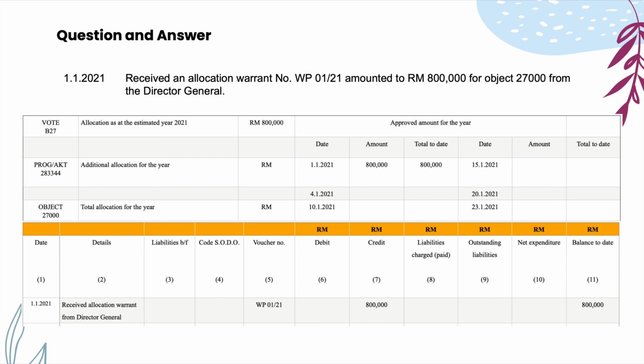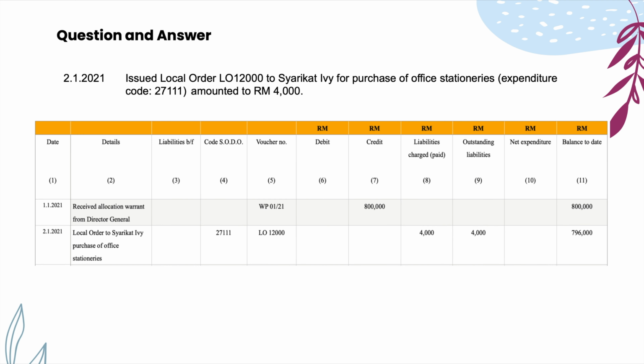In Part 1, we will record the allocation as at the estimated year 2021 with the amount of 800,000 ringgit. In Part 2, we will record the date, amount and the amount to date. And in Part 3, we will record columns 1 to 5 with the reference given. And column number 7, which is the credit column as the budget has increased. And lastly, column 11.